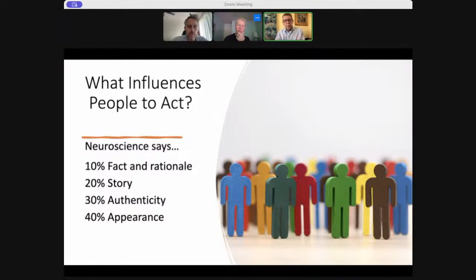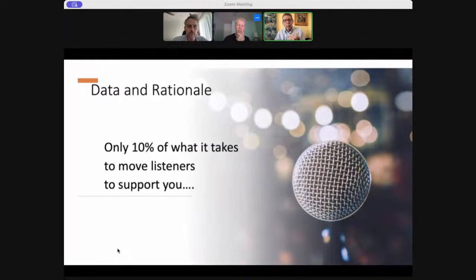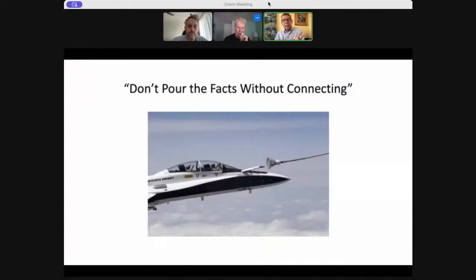One of these sessions, I'm focusing a bit on one of these four factors. And today, I really want to focus on fact and rationale. Again, it's only 10% of what it takes to move listeners to a point where they support you. But you do have to get it right.